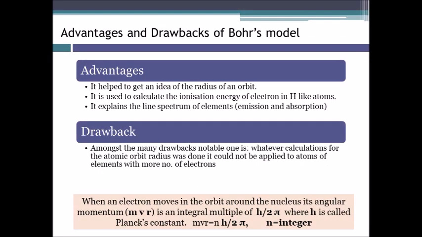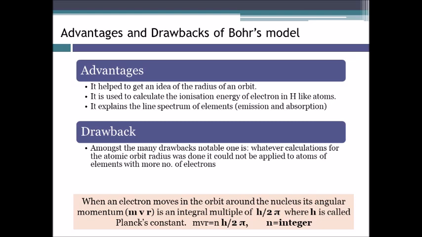The advantages and drawbacks of Bohr's model: it helped to get an idea of the radius of an orbit. It is used to calculate the ionization energy, that is the amount of energy required to remove a loosely bound electron from the outermost shell of an atom, especially for hydrogen-like atoms when they are in the gaseous state. And it also explains the line spectrum of these elements, that is the emission spectrum of the hydrogen atom as well as the absorption spectrum, where we observe lines and not bands.